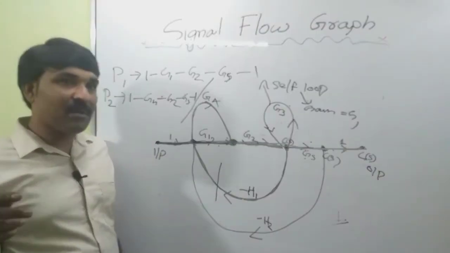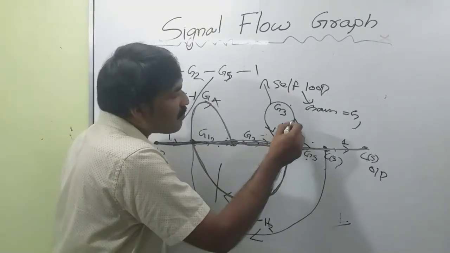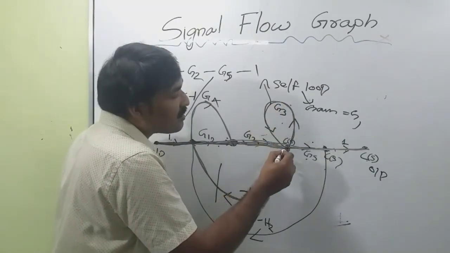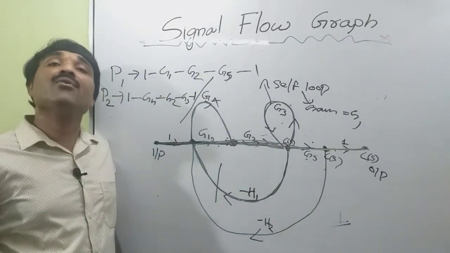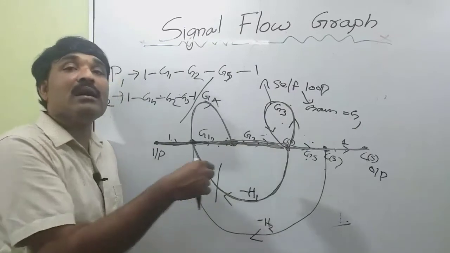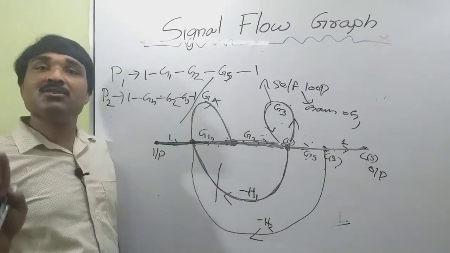Is there any other forward path? Suppose I am starting from this and moving like this. At this node, suppose I go like this. So I will again come to the same node. That is not a forward path, since this node repeats twice if I move like this. Okay, so that is not a forward path.